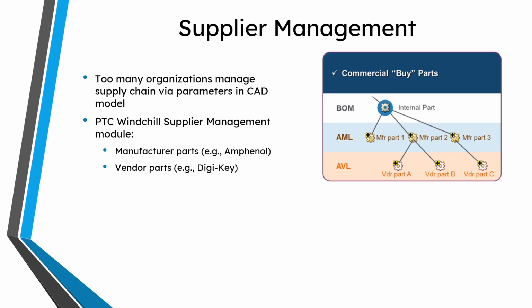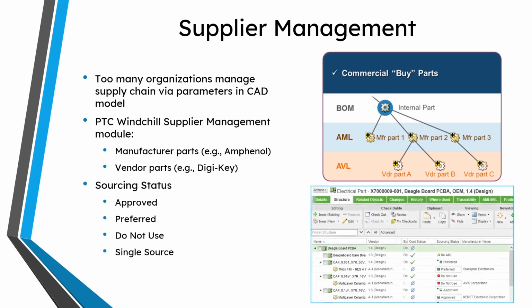Or maybe one of those manufacturers is also going to be a vendor. And so that's what the supplier management tool allows you to do. It allows you to come up with things called AML and AVL, the approved manufacturer list and the approved vendor list. And when you're setting up supplier management with these different kinds of WT parts, you're also going to specify a sourcing status. So the sourcing status could be approved, preferred, do not use, or even single source for certain components.